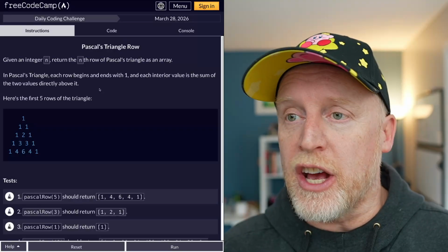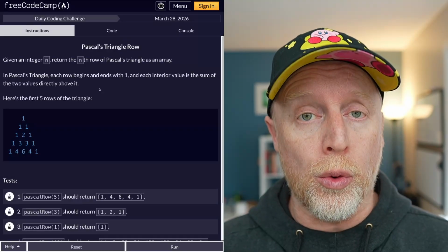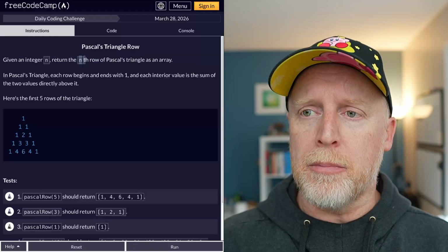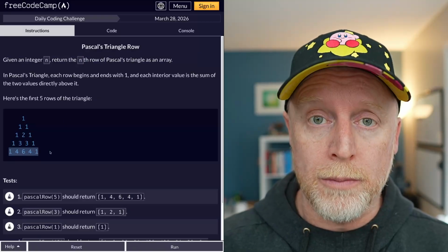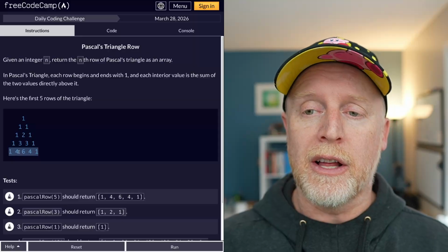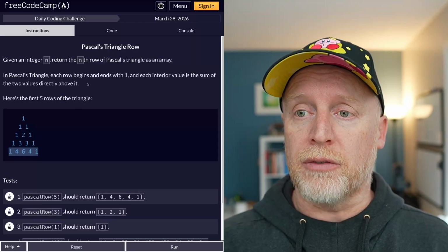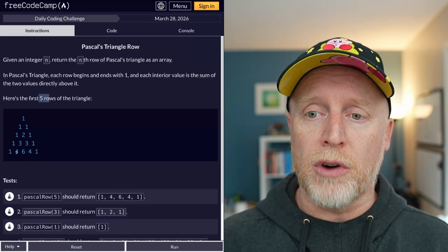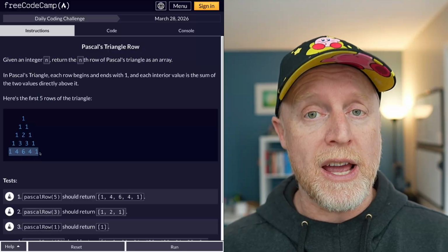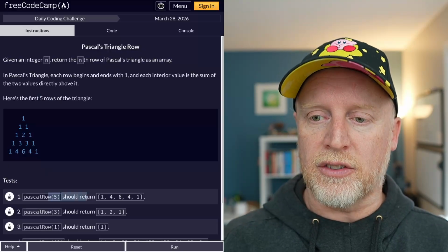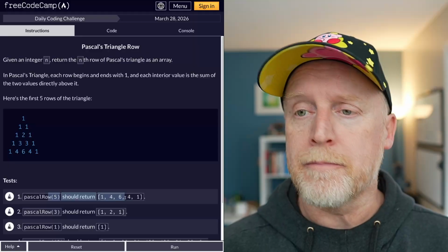Hello team, today's challenge is Pascal's triangle row, where we're given a number and we need to get the specific numbers in that row, right? So not the whole triangle, just a piece. If they ask us for, as an example, the fifth row, we only need to return 1, 4, 6, 4, 1 as an array and be done. In fact, that's our first test right there, right?